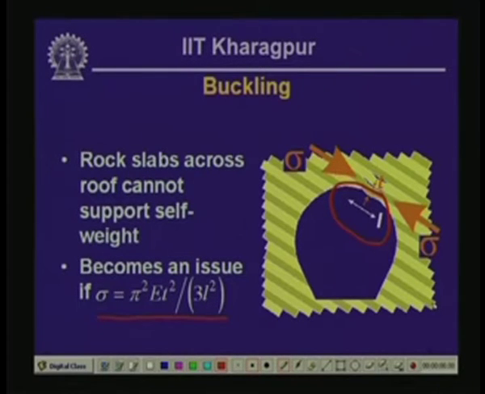Now, if sigma is less than the value calculated on the right hand side, then there is no problem. If sigma exceeds this value, then the possibility of buckling has to be taken care of in the tunnel design, or supports have to be designed in order to prevent such occurrences. As I have mentioned, this particular problem was also encountered in the headrace tunnel of Nathpa Jhakri project in Himachal Pradesh, in addition to the squeezing problem that we discussed a few minutes back.